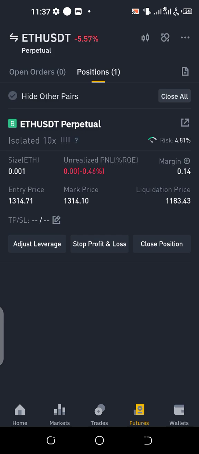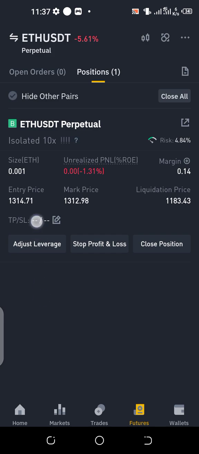And the current risk of liquidation is 4.82%. Now, the liquidation price is 1183.43. It means that if the price of Ethereum drops to 1183.43 USDT, I'm going to lose my entire 14 cents. It's going to undergo liquidation. I'll lose all of it.